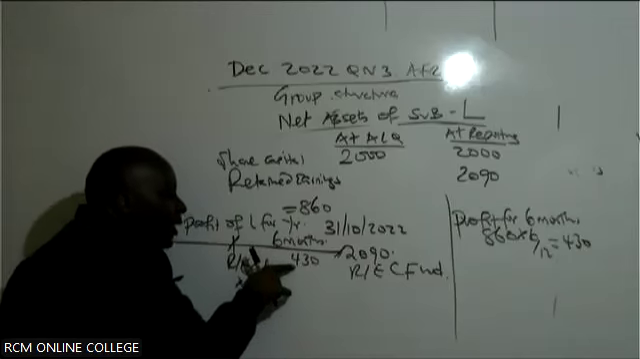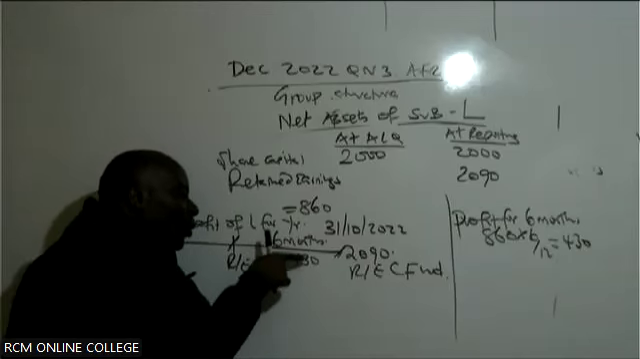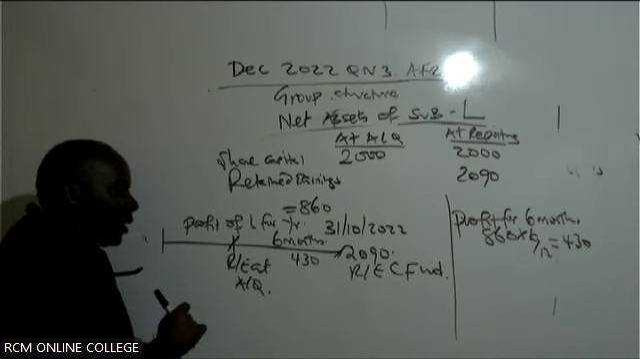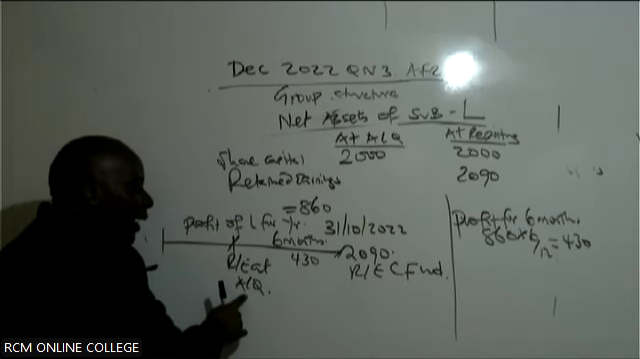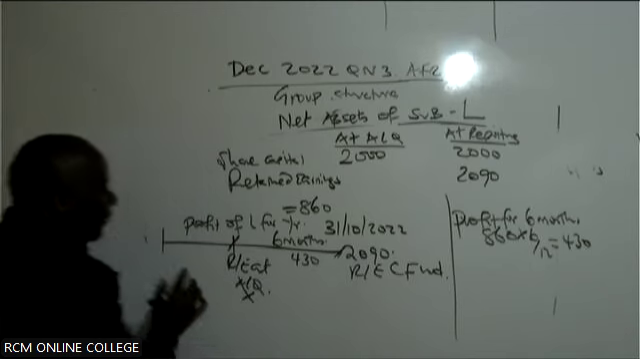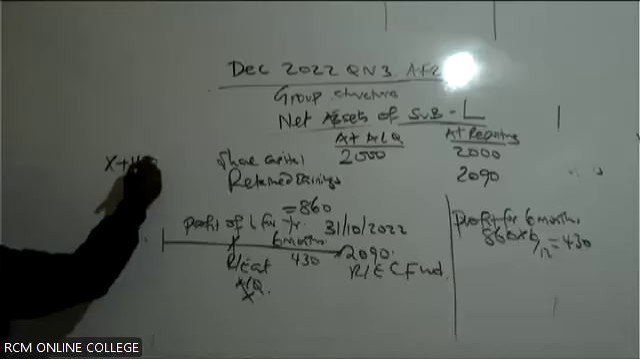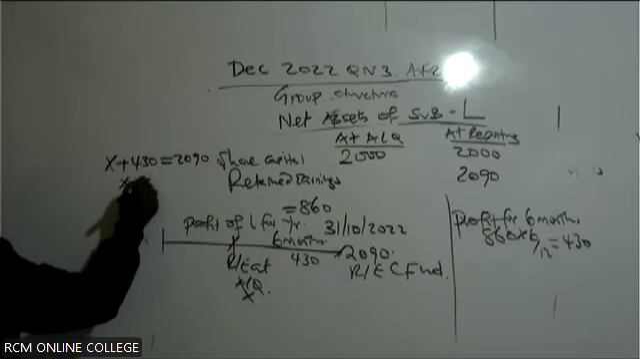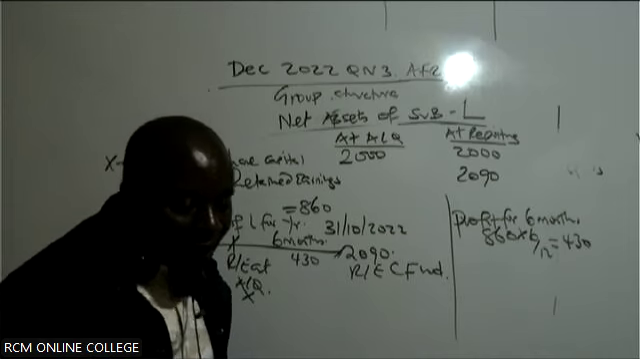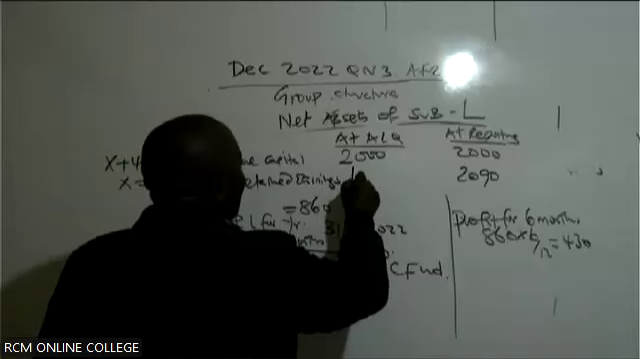And on all this money, there is no dividend that has been paid. All this money was retained, put in this retained earnings basket. So if I take this as my X, we are saying X plus 430 equals 2090. How about X? It will be 2090 minus 430. Is there somebody who is able to give me that figure? So this gives me 1660. This is the retained earnings at acquisition.